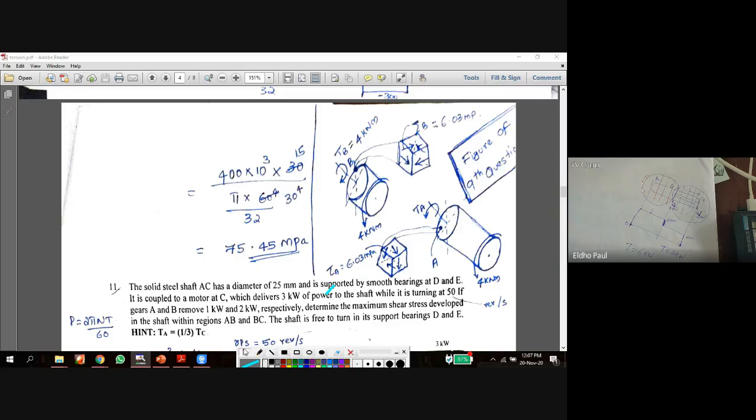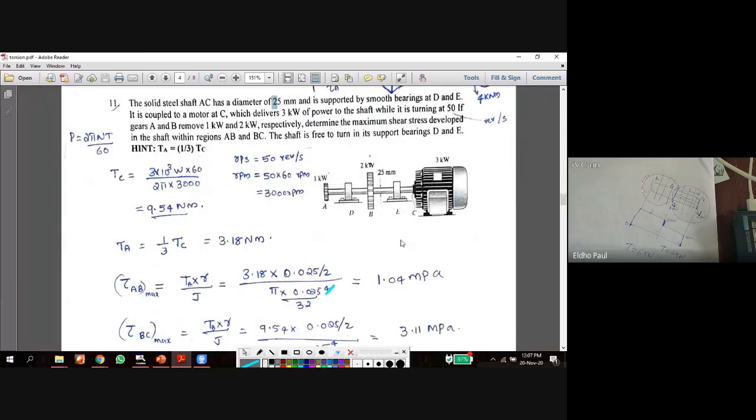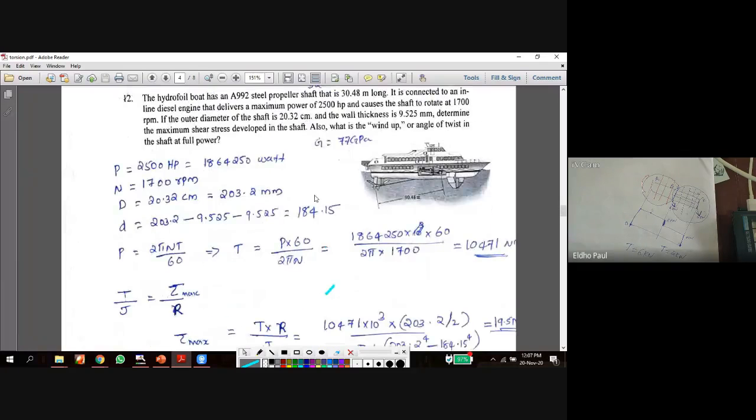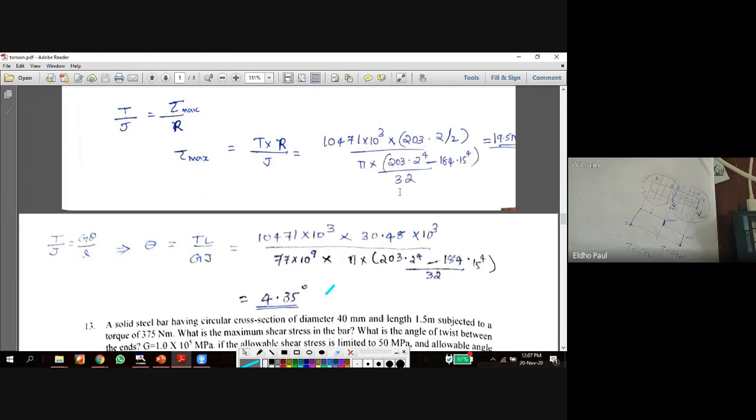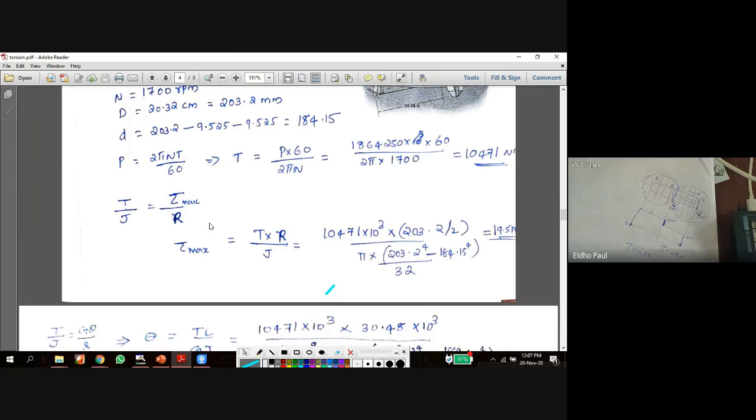So similarly, and this is another problem. This also can be solved based on the same concept. This is another problem. Okay, this is very simple. The problem is very simple. We just use this equation, T by J is equal to tau by r.